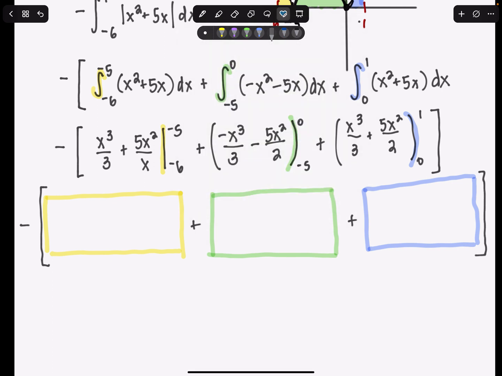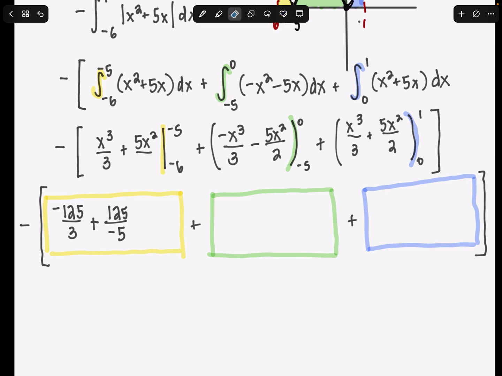So when we put the -5 in, I've got -125 over 3 plus 125 over -5. Oh, I caught a mistake. That was supposed to be a 2. And I might have even said 2 and wrote it, but I'm not redoing this again. Okay, so that's putting the -5 in.